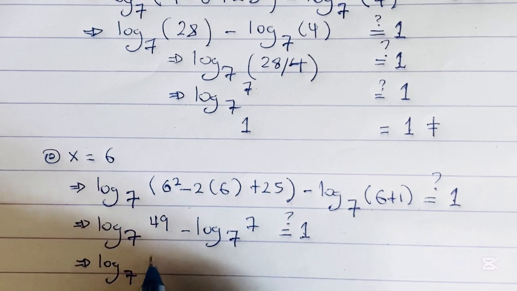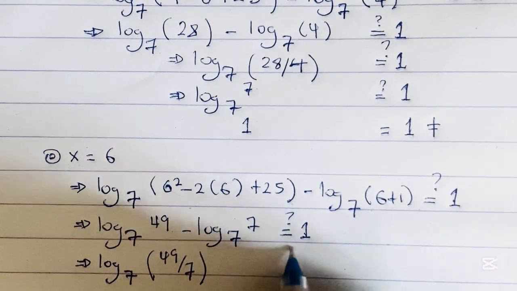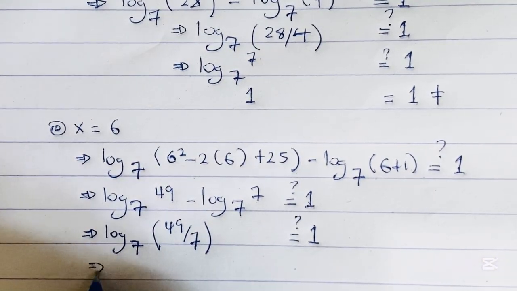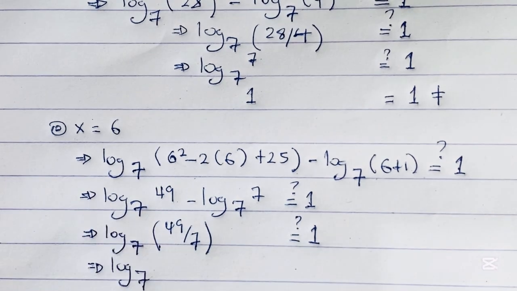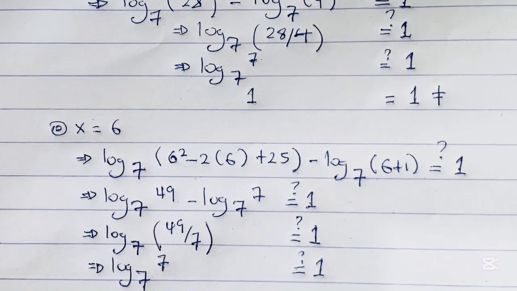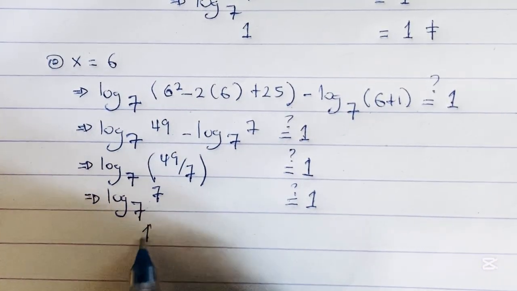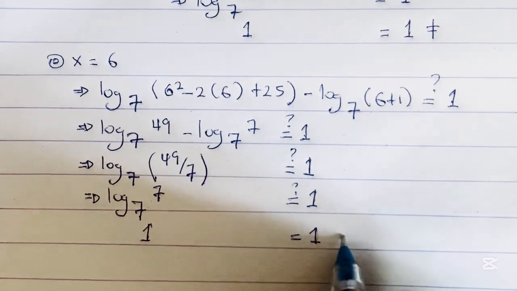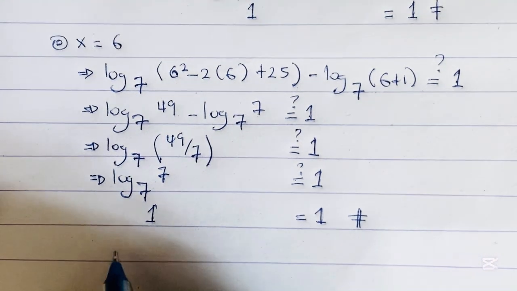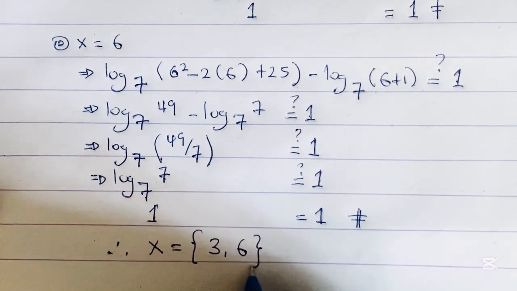So log 7 of 49 divided by 7 should give us 1. Then this simplifies to log 7 of 7 should give us 1. And indeed log 7 of 7 is 1. So therefore 1 is equal to 1. Therefore x is equal to 6 is also correct. So therefore x is equal to 3 and 6.